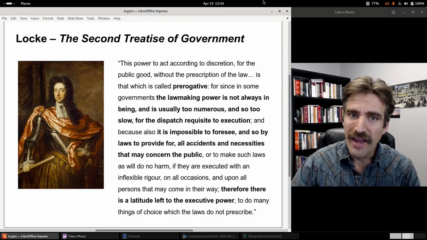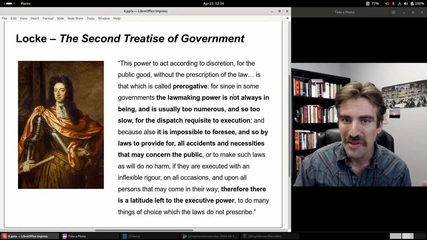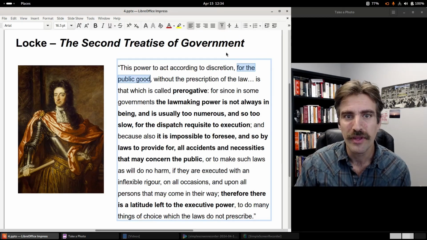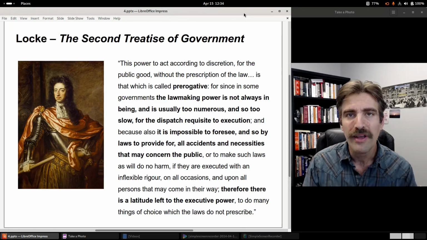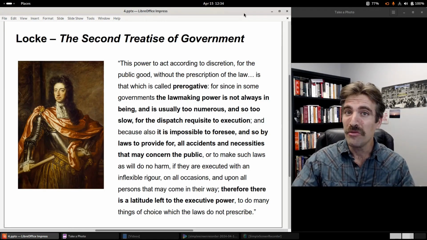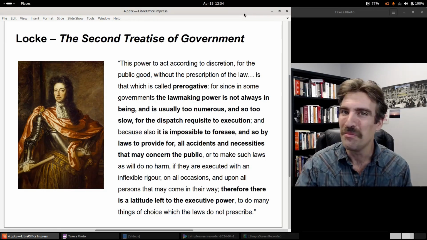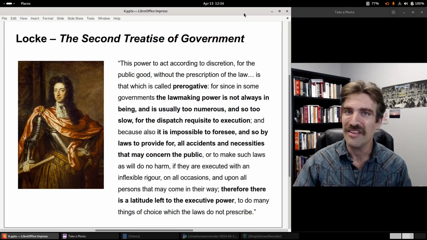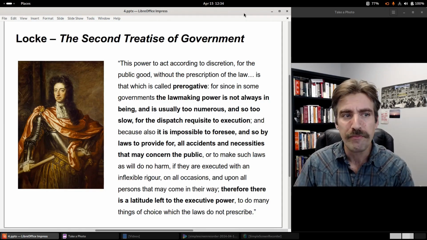This power to act according to discretion for the public good, so there's the limitation, of course, naturally, without the prescription of law, is that which is called prerogative. Now, prerogative is a word we don't really use much anymore. It's associated with royalty, but very much, modern executives, including the President of the United States, this concept still prevails. Executive prerogative, executive discretion.